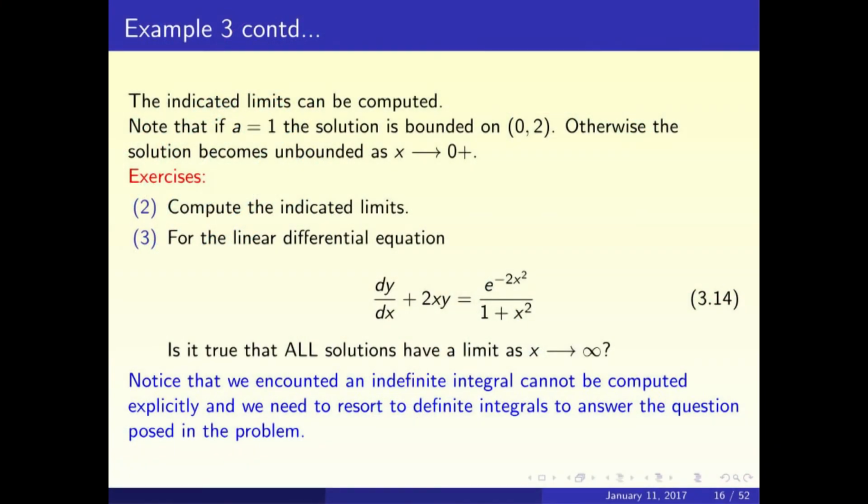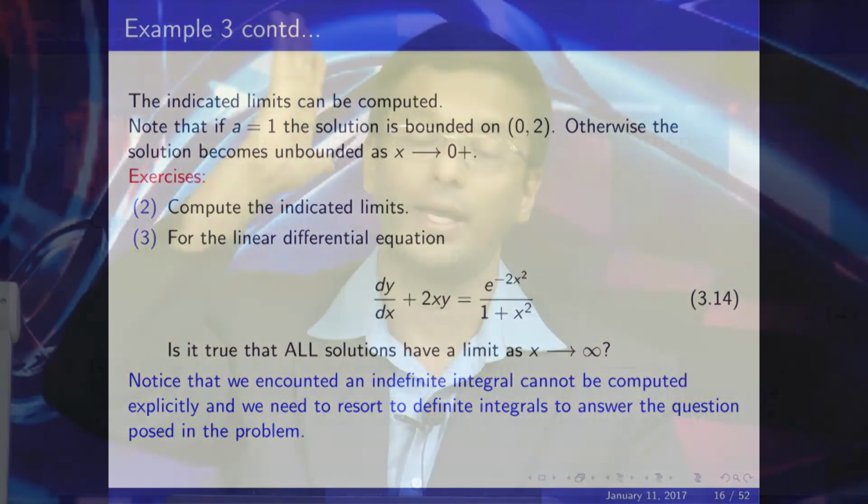Notice that we have reached a stage where we cannot compute the integrals explicitly. The integral of e to the power minus t squared dt upon 1 plus t squared from 0 to x cannot be explicitly computed. The final answer has to be written as a definite integral.